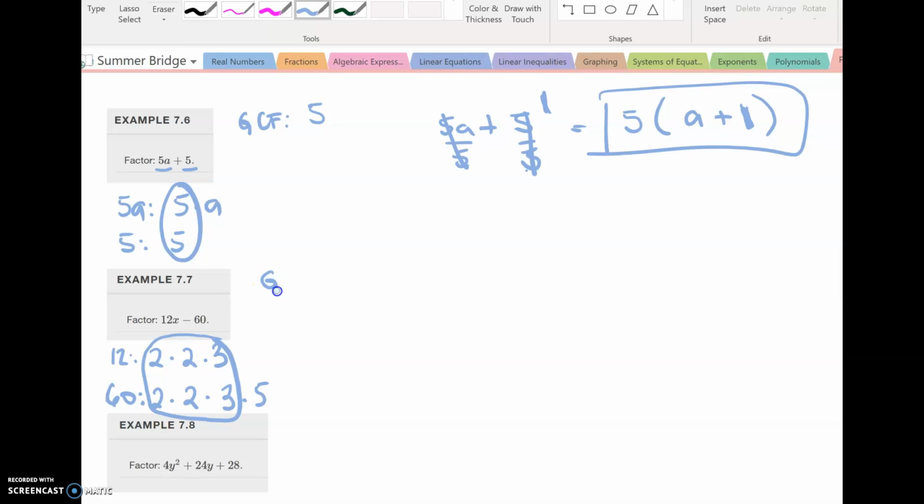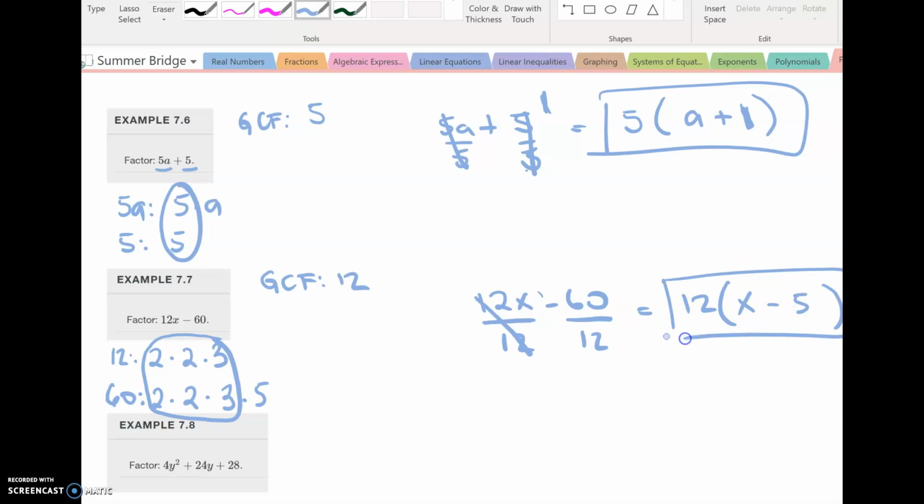So the GCF here is 12, which means I am going to take the 12x minus 60 and divide it by the GCF, which is 12. That's going to give me 12 on the outside and whatever I have left. So 12 divided by 12 is 1x, or you can just write x. 60 divided by 12 is going to be 5. So this is going to be minus 5, and that is our factored form.